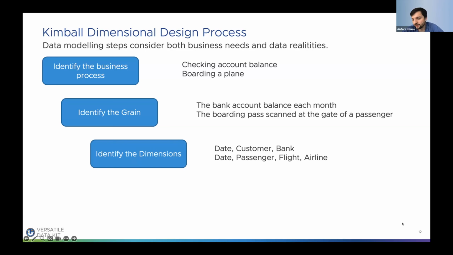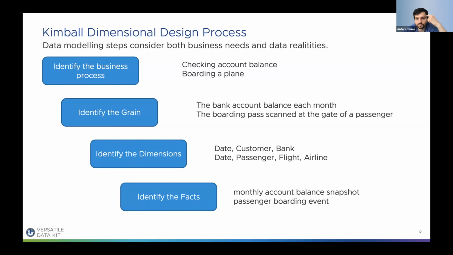And finally, the fourth step that's recommended is identifying the facts. If you have your one sentence, you're working around the verb and the action. So in our case, for the checking account balance, the fact would be the account balance snapshot, because we just check it every month. Or the passenger boarding event would be the fact for boarding a plane.